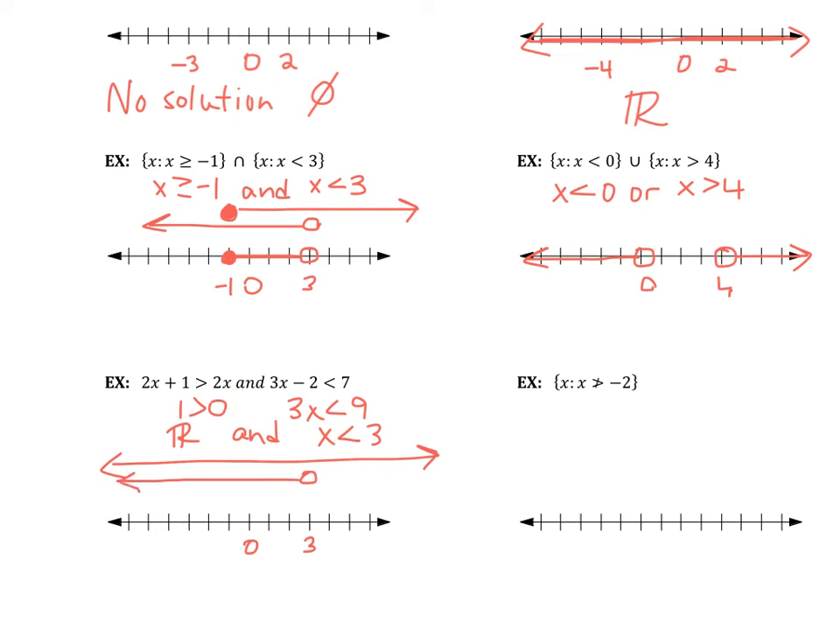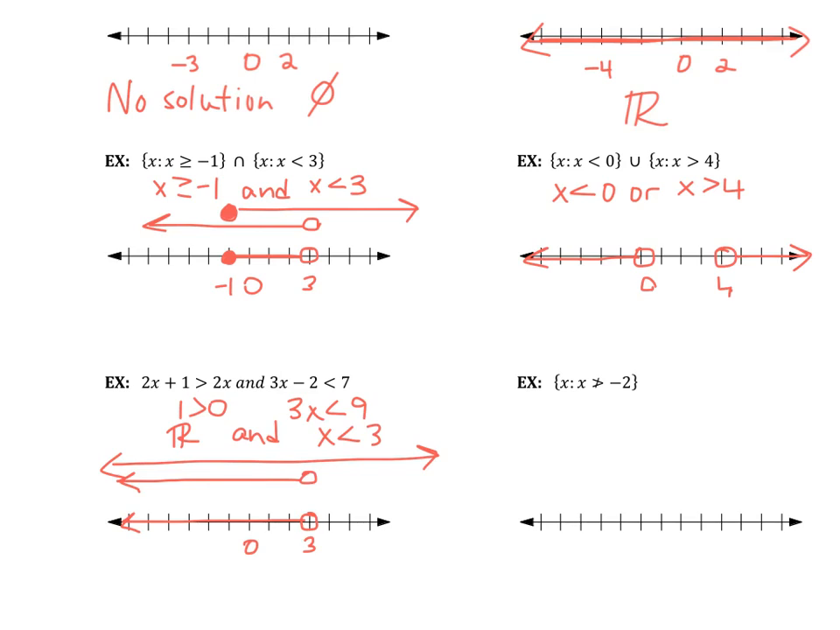Again, for an and compound inequality, we need where those overlap. So where those overlap, or what's included in both inequalities, that would be a solution, would be an open circle at 3 and everything shaded to the left. That represents all the values that would work in the first inequality as well as working in the second inequality.